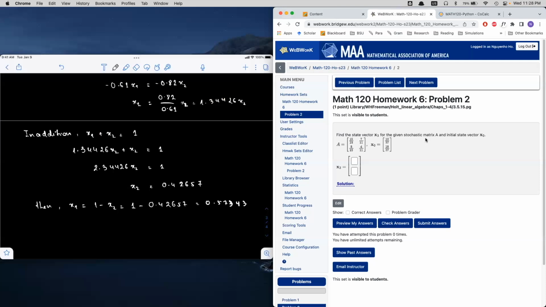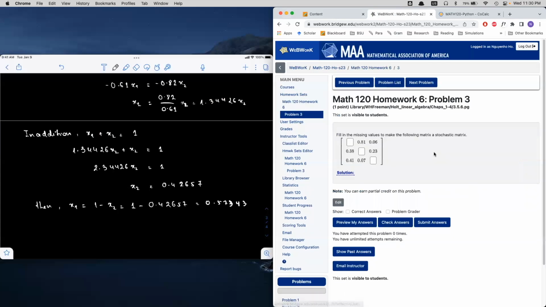So I'm going to move on to problem 3. But again, the setup is very similar to problem 1. Right? So to get x3, you need x2. To get x2, you need x1. To get x1, you do A times x0. And to get x2, you get A times x1. And to get x3, you can do A times x2. Okay. Now let me move on to problem 3.